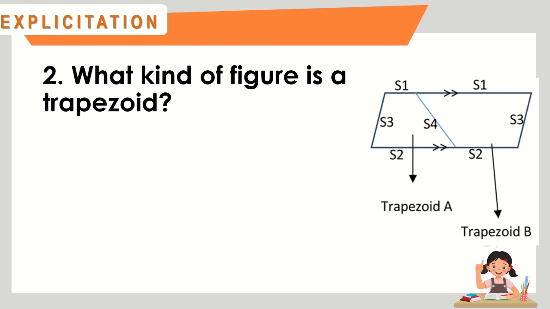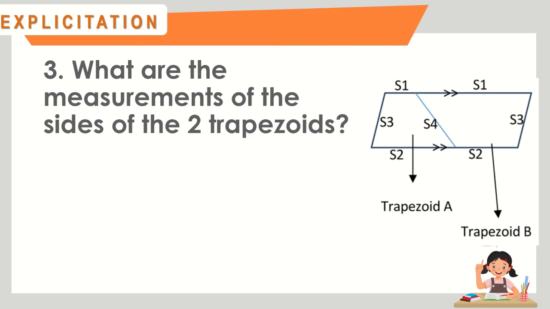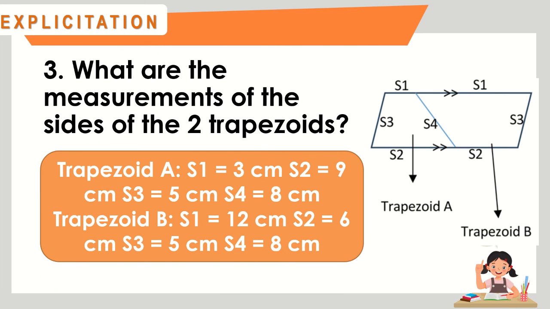What kind of figure is a trapezoid? Quadrilateral with 1 pair of parallel sides. What are the measurements of the sides of the 2 trapezoids? Trapezoid A, S1 is equal to 3 cm, S2 is 9, S3 is 5, and S4 is 8. For trapezoid B, S1 is 12 cm, S2 is 6, S3 is 5, and S4 is 8 cm.